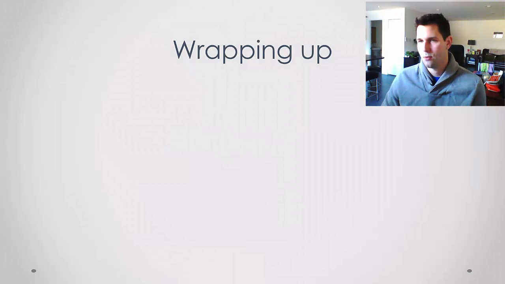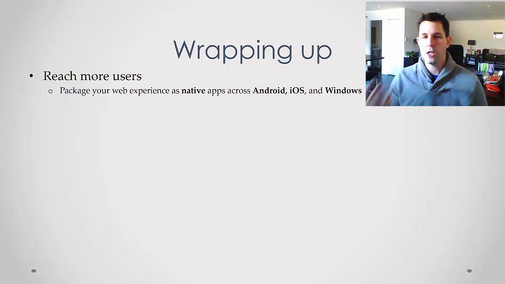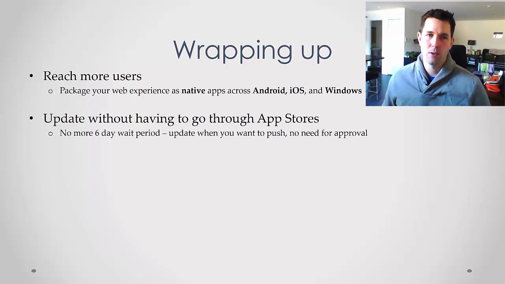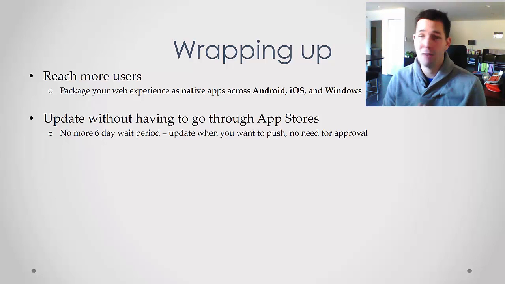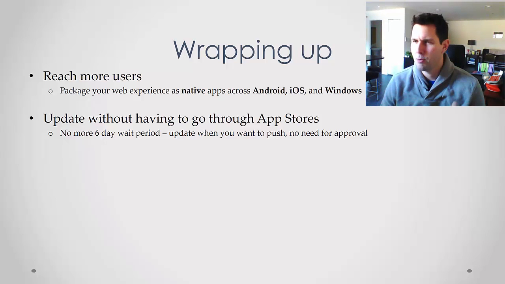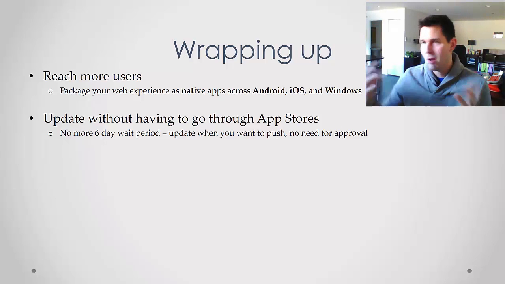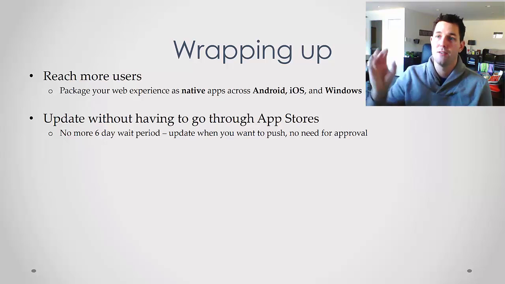So now, home stretch, wrapping up. Today I've showed you how you can reach more users by packaging your web experiences as native apps across Android, iOS, and Windows. I've also showed you that you can update without having to go through those app stores. So remember the approval process, I should say. So remember I showed you before, it could take up to 6 days to get an iOS app through the store. At least that's the current wait time as of right now. That's painful if you have one minor mistake in your application and you know what the simple fix is, right? You could spend all this time writing an app and it gets voted into oblivion, never to be seen again.